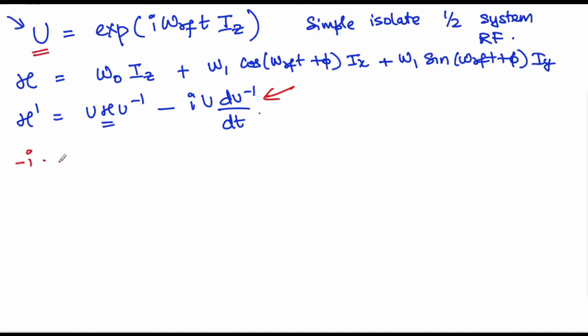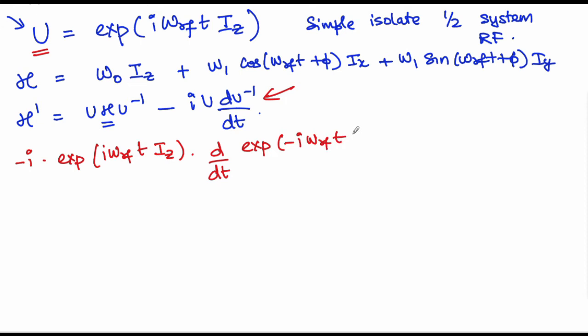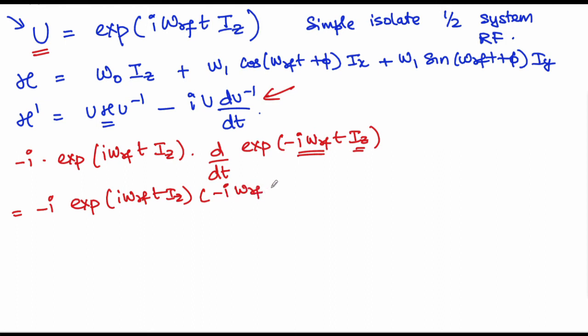is given by, times exp(i omega_r(t) Iz), times the time differential of the inverse of this operator. The inverse of this would also have a complex conjugate, exp(minus i omega_r(t) Iz). So what will this be? Minus i times exp(i omega_r(t) Iz). The time differential would end up picking minus i omega_r Iz times the function back, since it's an exponential function.